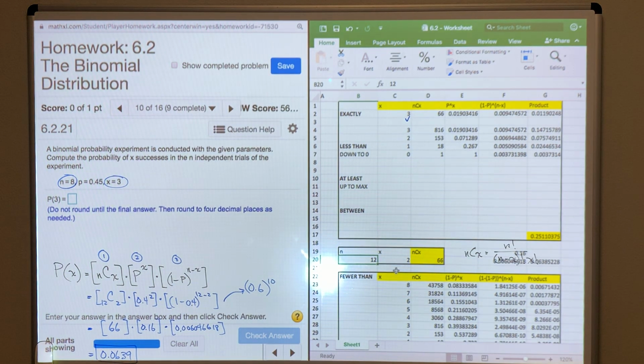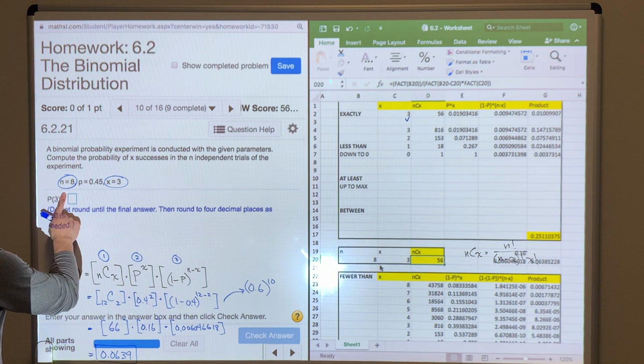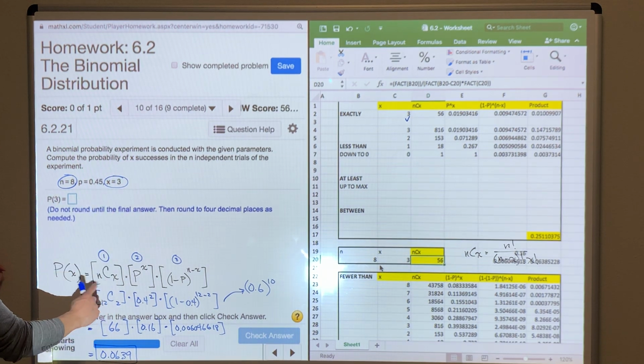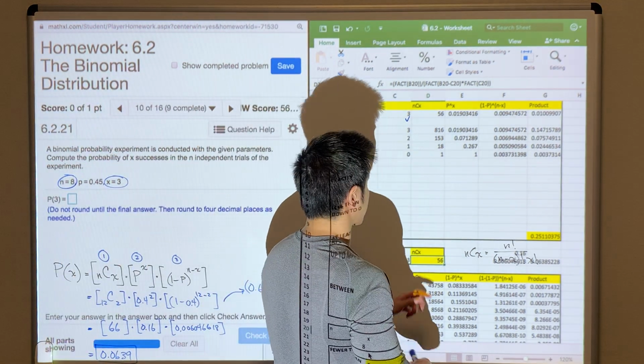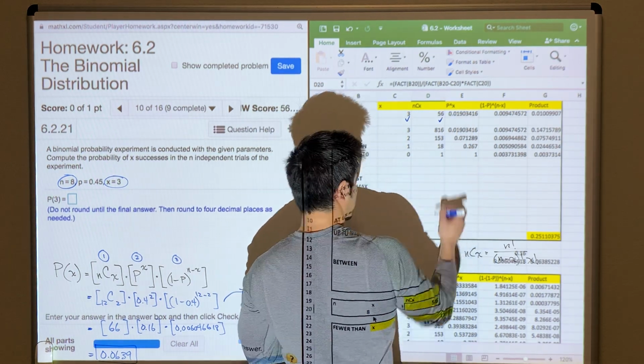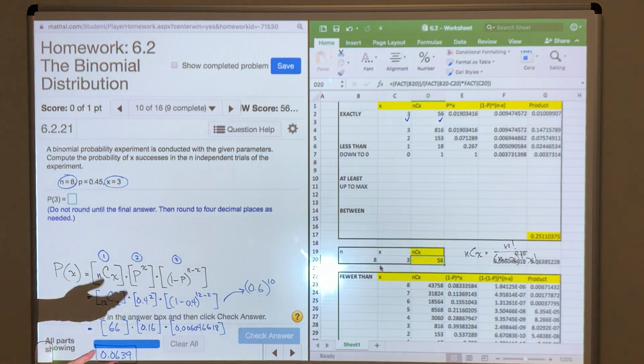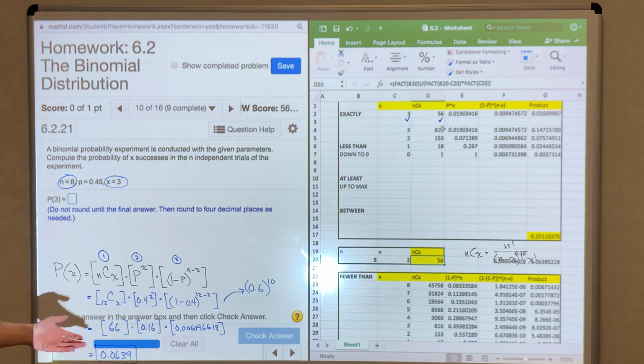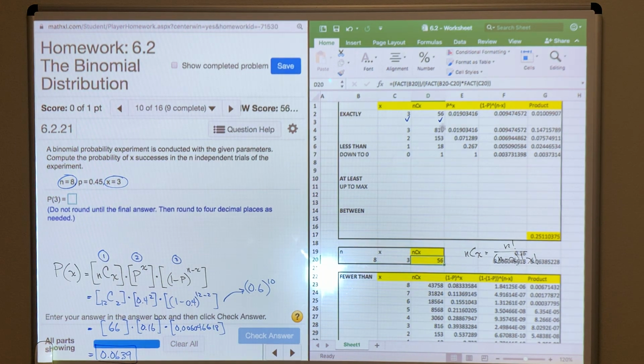So I need to calculate 8C3. And so for me, 8C3, this nCx part, is 56. And you can just type it in, or you can figure out the nCx on your calculator, do whatever you want. It doesn't really matter. It's really up to you. Okay? So I've just done that. I let the spreadsheet calculate it for me. Now, you could also use your calculator or that website. It's all up to you.